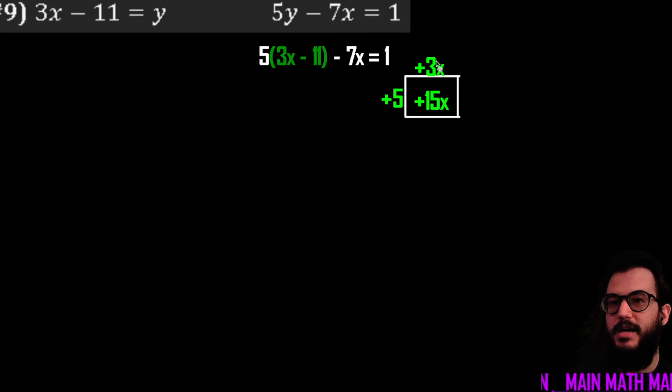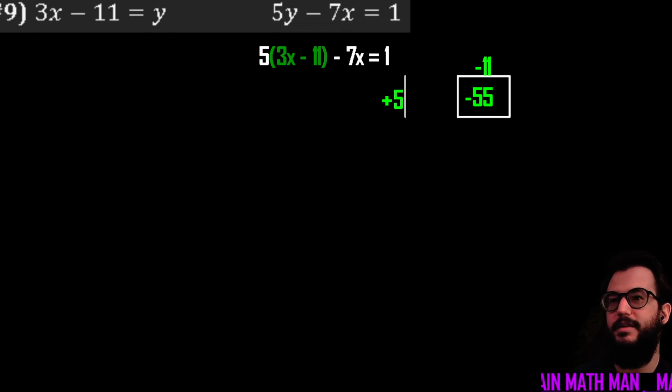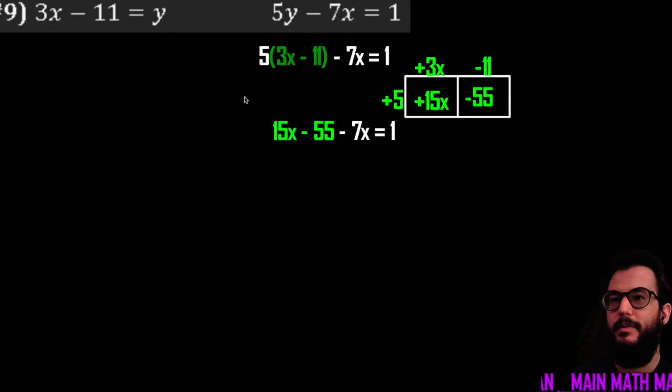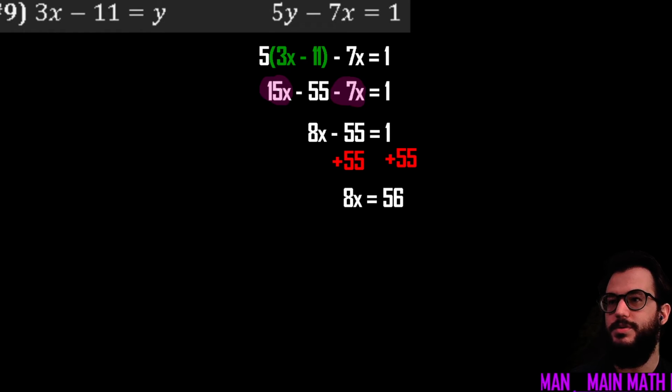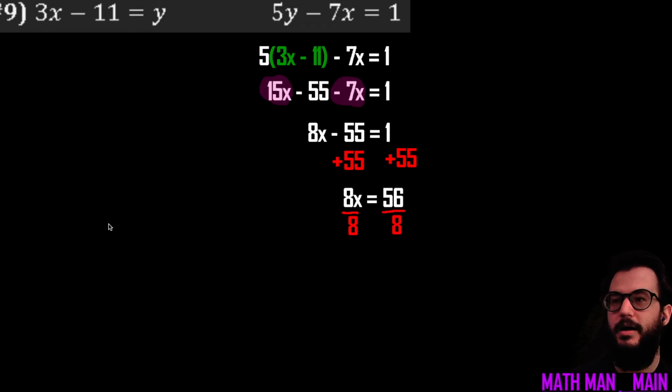So I have positive 5 times 3x is going to be 15x, and then I have positive 5 times a negative 11 is going to be a negative 55. Write it underneath, so I have 15x minus 55 minus 7x equals 1. Make sure you combine like terms, 15x and negative 7x. I'm going to have 8x left over, and so I have 8x minus 55 equals 1. Add 55 to both sides, trying to get that variable by itself, and so I have 8x equals 56. Make sure you divide by the coefficient, so I divide both sides by 8, and I end up with x equals 7.